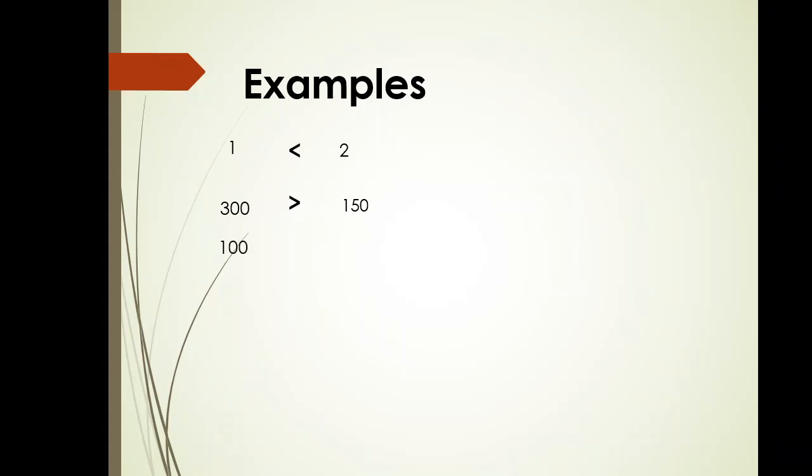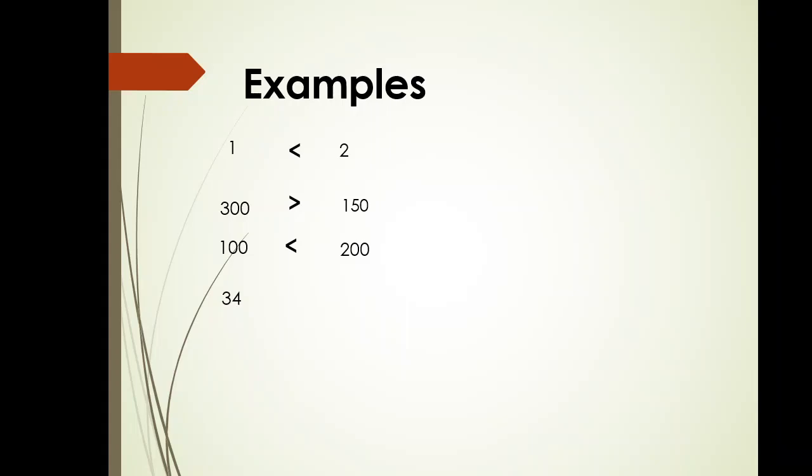And then we have 100 and 200. Between these two numbers, 100 is the small number and 200 is the big number. So we put a sign where the tip is pointing to the small number while the mouth is pointing to the big number. So we put a less than sign and then we read as 100 is less than 200.